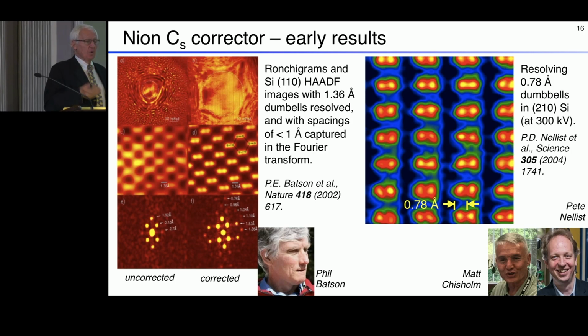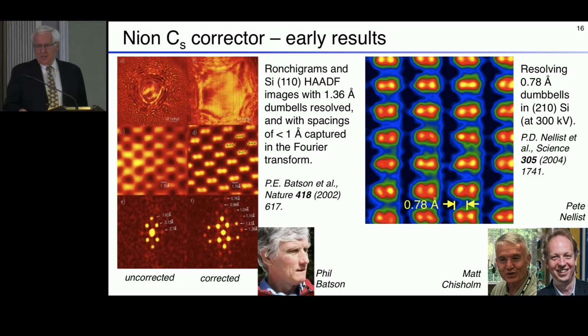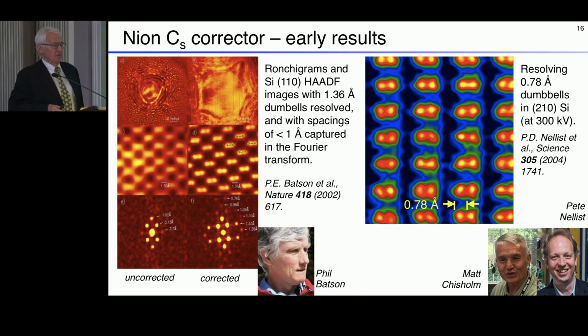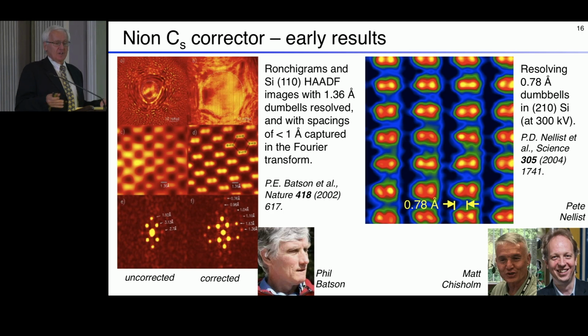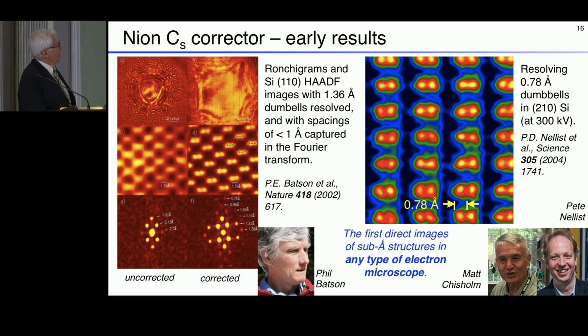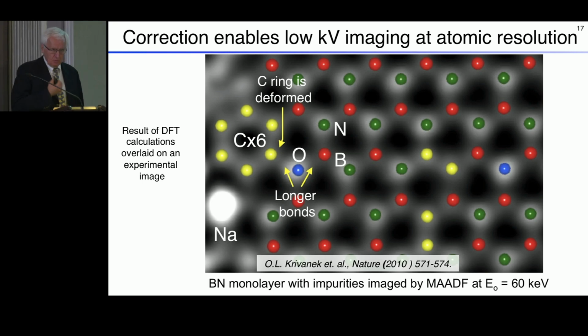Aberration correction works now. Without aberration correction we could not go below 1 angstrom, even going to 1.5 million volts. We stop at 1 angstrom. We could not go further. So these were the first direct images of sub-angstrom structures in any type of electron microscope.